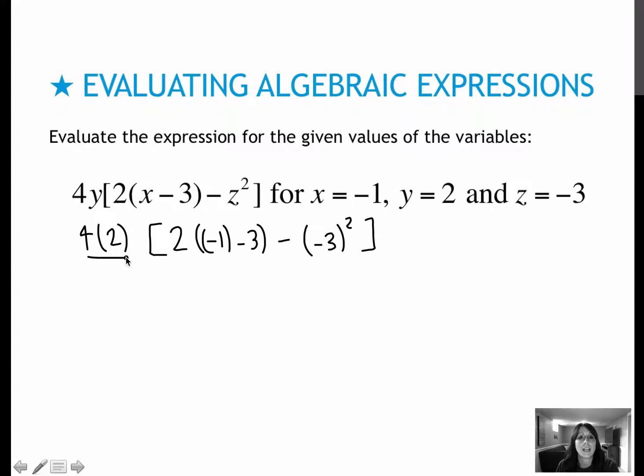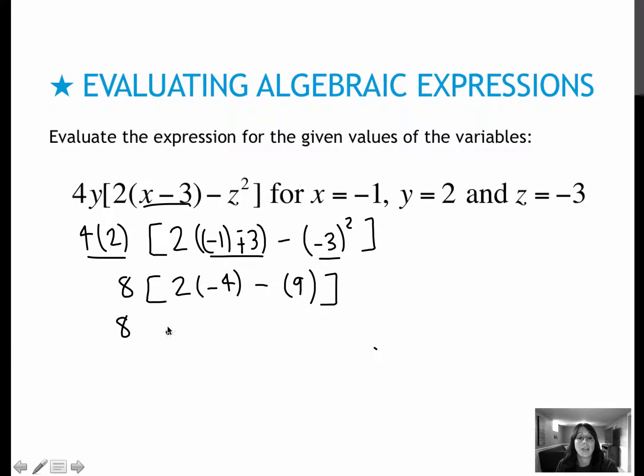Now on the outside, I can go ahead and evaluate 4 times 2, which is 8. On the inside, I really want to focus on this parenthesis and also this exponent. So I'm going to leave the 2, and then I have negative 1 minus 3. So negative 1, I'm going to leave, change, opposite, or keep, flip, change. I have negative 1 plus negative 3, which is negative 4. For now, I'm going to leave this as a minus. I'm going to evaluate negative 3 squared, so negative 3 times negative 3 is positive 9.